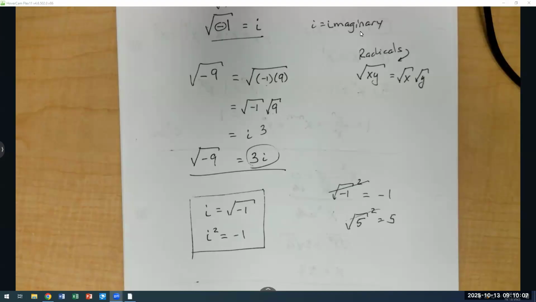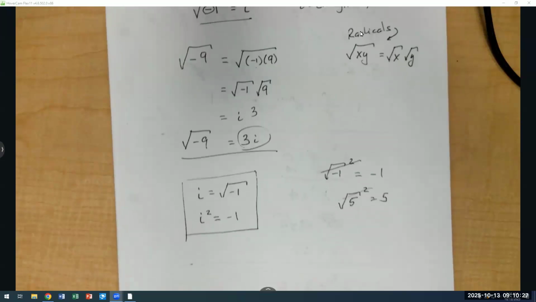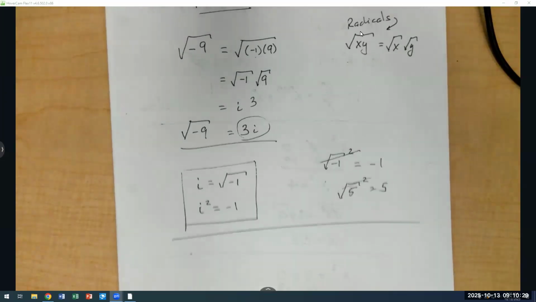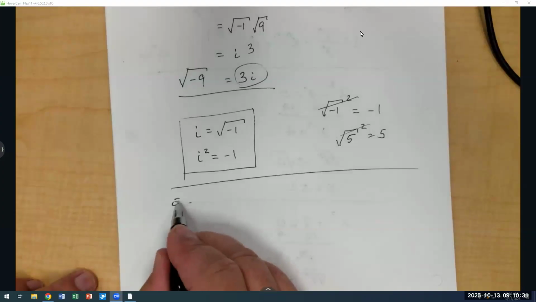So these are the symbols we'll use for this whole section from here on out. Whenever you have an i squared, you put a negative 1 in its place. Whenever you have an i, that's the same thing as square root of negative 1, or whenever we have a square root of negative 1. Let's look at some examples here.